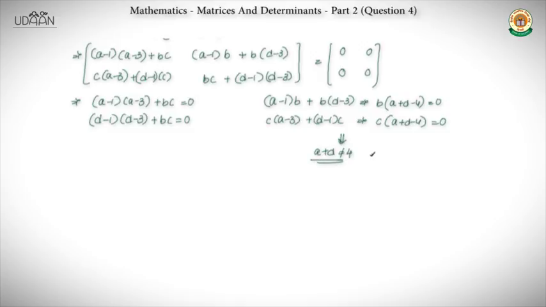So what could be the possible solution? B has to be 0, and similarly C also has to be 0. So these are fixed.